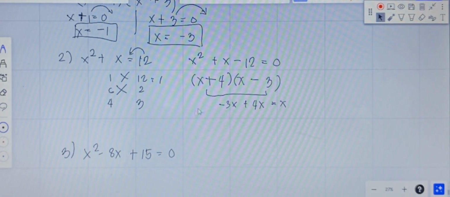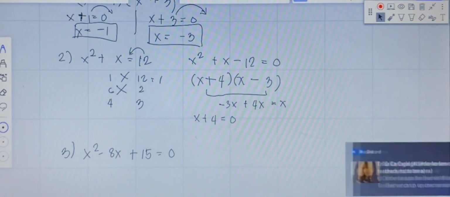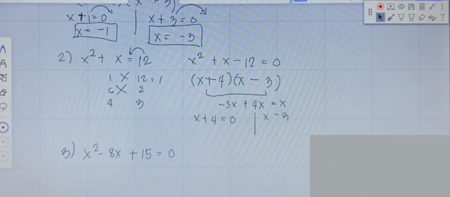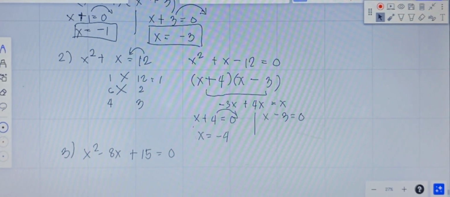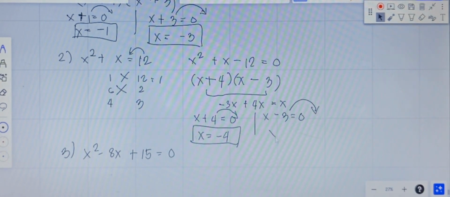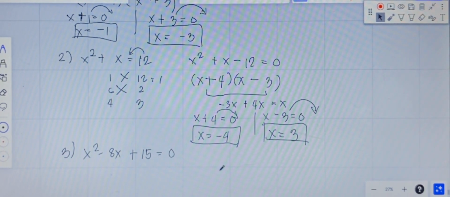Now, let's look for our solutions then. Just equate them to 0. X plus 4 is equal to 0. The other one is x minus 3 is equal to 0. So transpose this to the other side. So x is equal to negative 4. And there we go. Transpose this to the other side. X, minus 3 will become a plus 3 on the other side. So this will be our answer then.